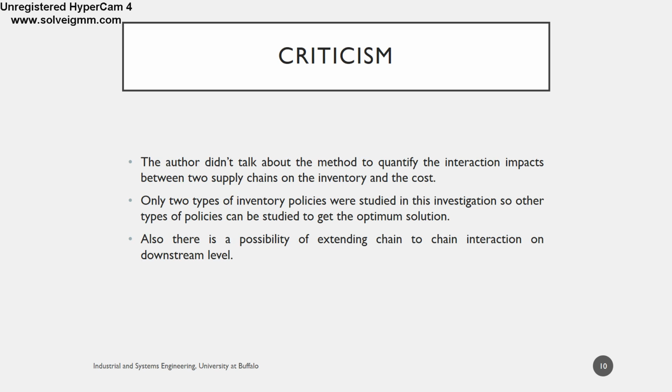The criticism is that the author didn't discuss a method to quantify the interaction impacts between two supply chains on inventory and cost. Only two types of inventory policies were studied in the investigation, so other types of policies can be studied to get optimal solutions. Also, there is a possibility of extending chain to chain interaction to the downstream level.